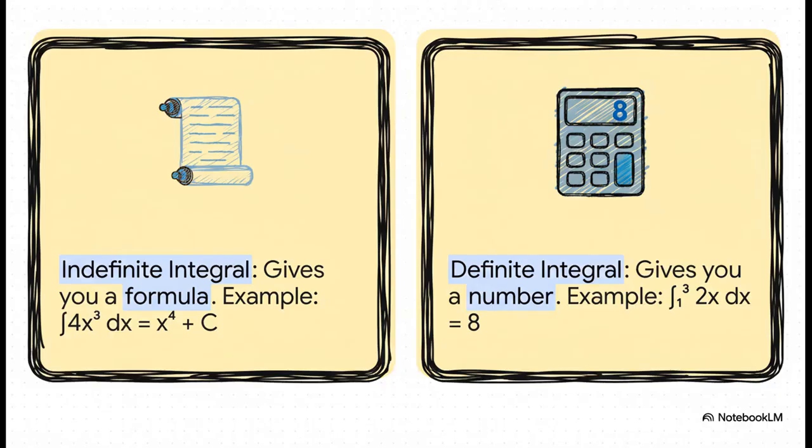Now, it's super important to know that there are two kinds of integrals. You've got your indefinite integral, which gives you a general formula as the answer. But then you have the definite integral, which has those little numbers on the top and bottom. That one gives you a specific number as an answer. It's kind of like the difference between having a general blueprint versus having a final exact measurement.